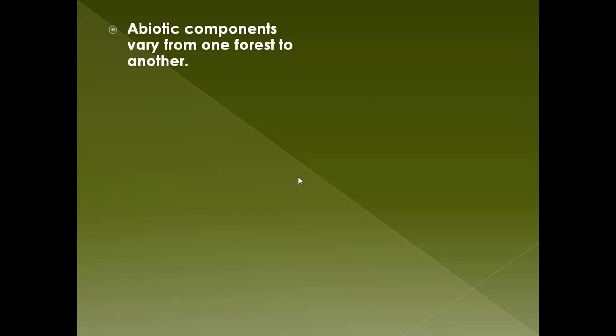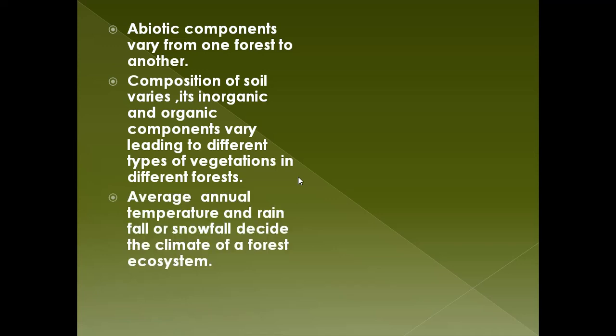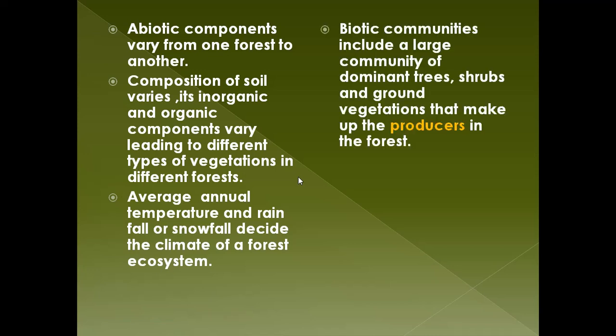Abiotic components vary from one forest to another because climatic conditions are changing. Then composition of the soil also varies. Its inorganic and organic components vary, leading to different types of vegetation in different forests. And average annual temperature and rainfall, as well as the snowfall, also decide the climate of the forest ecosystem.